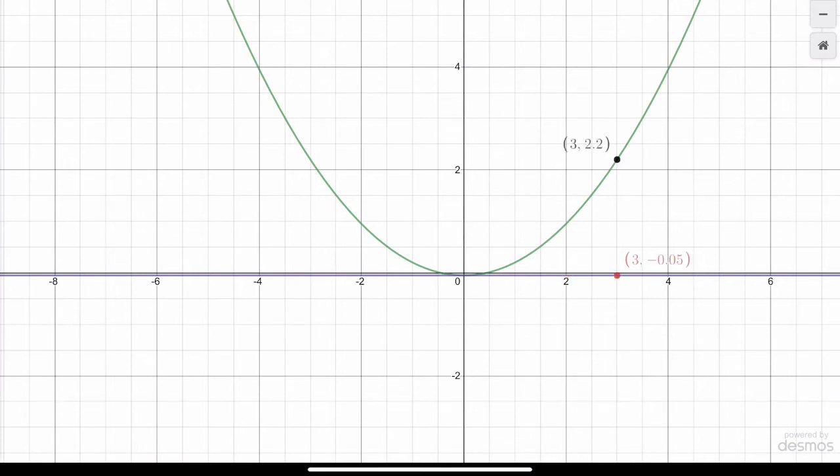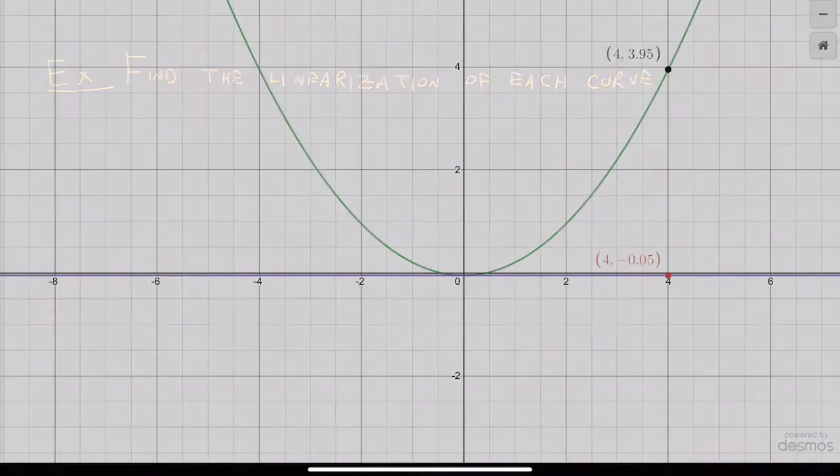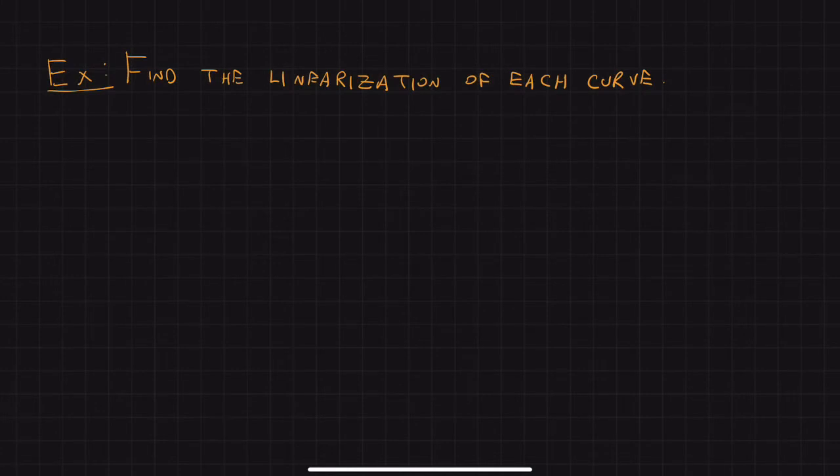At x equals 3, the vertical distance is even further away. And the further away from that original point where we did the linearization, which was x equals 0, the worse our approximation is. Let's look at a few quick examples of how to find the linearization of the curves we observed above. And remember what linearization really is. It's just the equation of the tangent line.